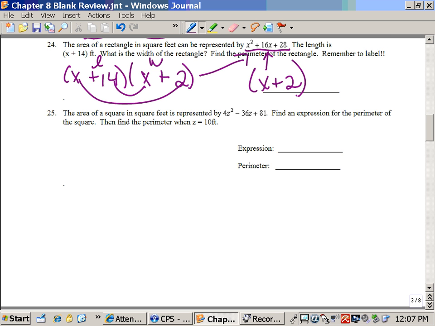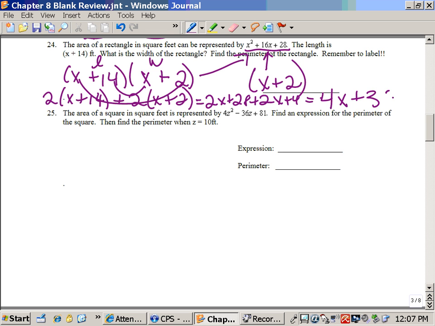Then it tells me to find the perimeter. So I have 2 x plus 14s, and I have 2 x plus 2s. I need to add all that together. That gives me 2x plus 28 plus 2x plus 4, which equals 4x plus 32. That is the perimeter. Number 25, again, they give us the area of the square. We have to factor that in order to find the perimeter and the expression for one side.